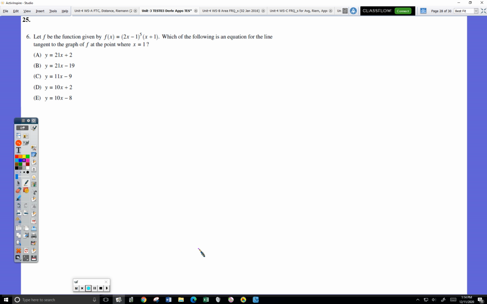Go ahead, Jake. So I know to get a line tangent to the slope at this point, I need to find the derivative of f. So I found the derivative of f. Tell me what to write. So I said f prime of x equals x plus 1 times 5, in parentheses, 2x minus 1 to the 4th, in parentheses, times 2. Pause right there.